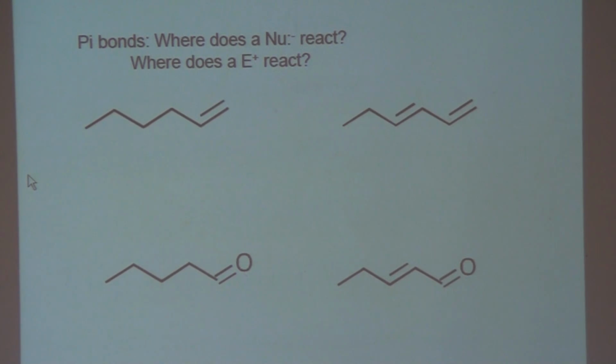Okay, you guys done? So for example, where does a nucleophile react with this alkene? Saying a nucleophile can react with the pi bond? The pi bond is a nucleophile. So that means an electrophile reacts there. What about here?